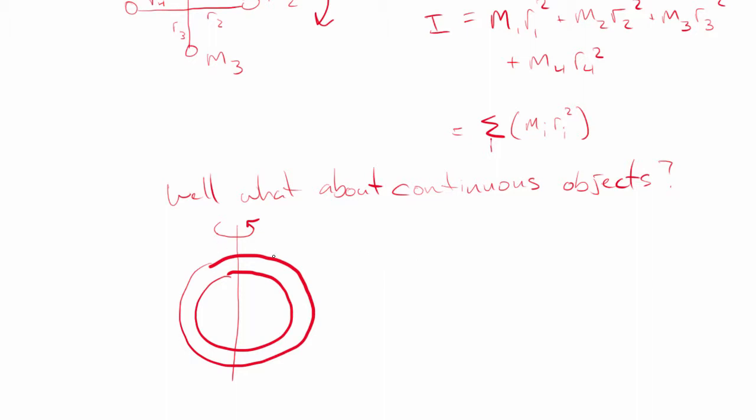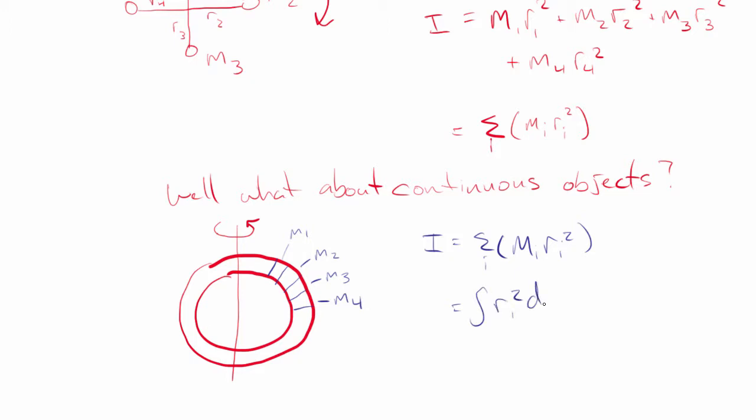Well, in order to be able to handle this, I do have to treat it as discrete masses. So I have to break this up into chunks, where this chunk is like mass 1, this chunk is mass 2, this chunk is mass 3, that chunk is mass 4, et cetera, all the way around. And then I can use the same equation. So I is equal to the sum over i of m sub i times r sub i squared. But the interesting thing is I'm going to get a different answer depending on how I break these masses up. So what I really want to do is make those masses really, really small. And if I do that, what I really end up doing is I'm taking an integral.